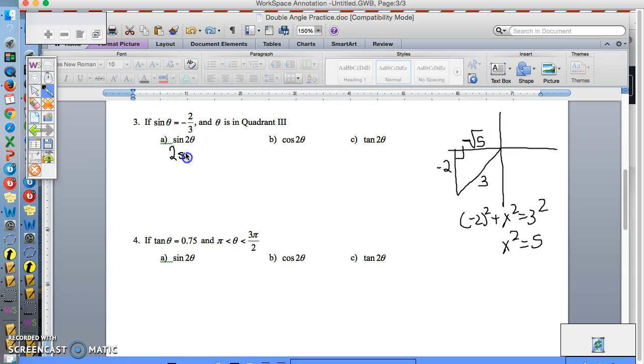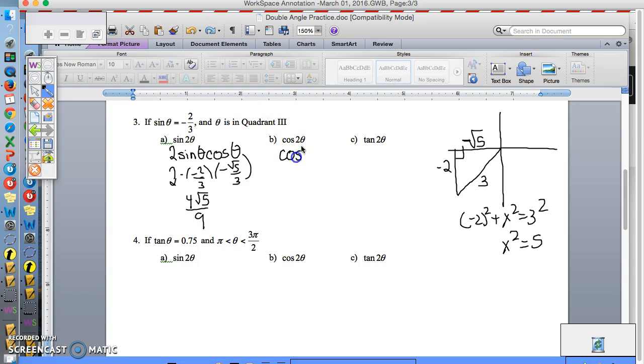So our sine again, 2 sine of theta times the cosine of theta. So 2 times our sine, negative 2 over 3, times our cosine, negative root 5 over 3. So this ends up, well, 2 negatives make a positive. Oh, this was 3. So we'd have 4 times the square root of 5 over 9.